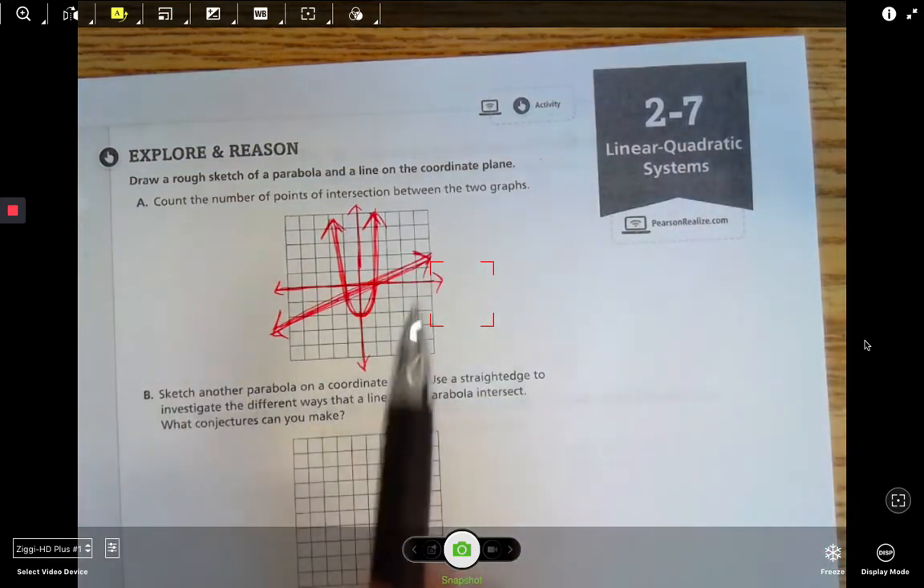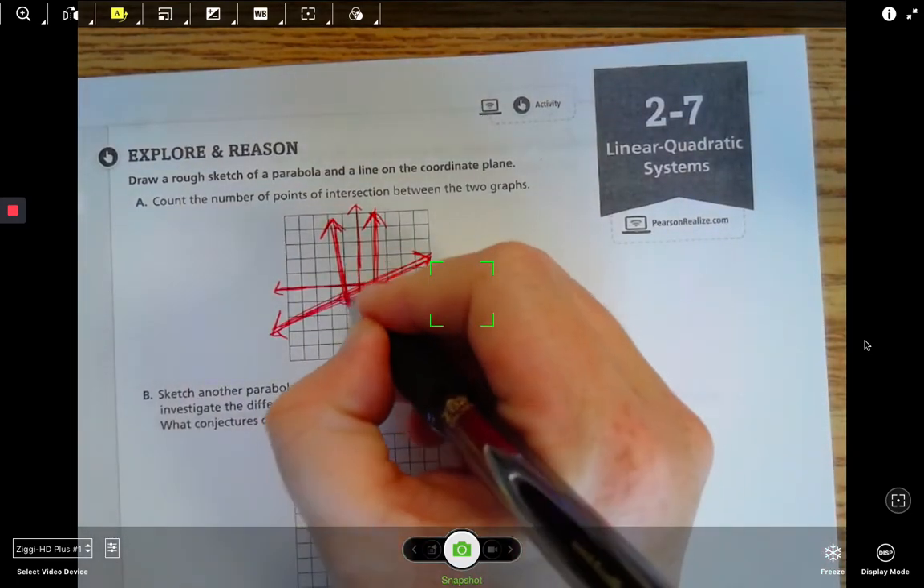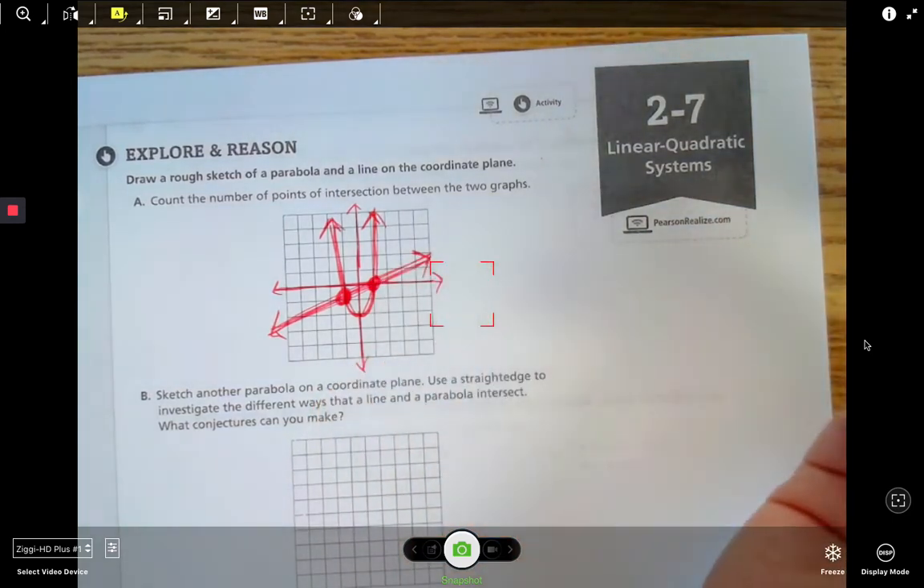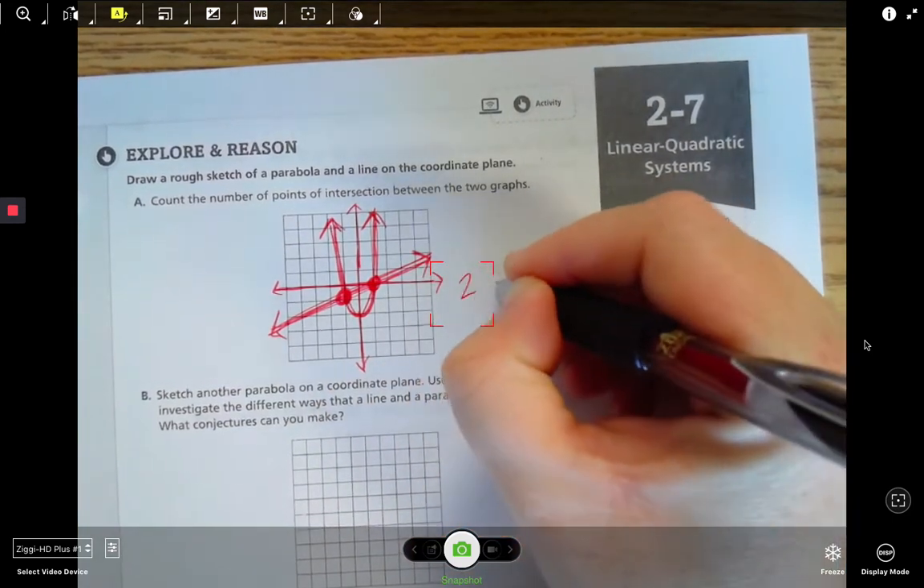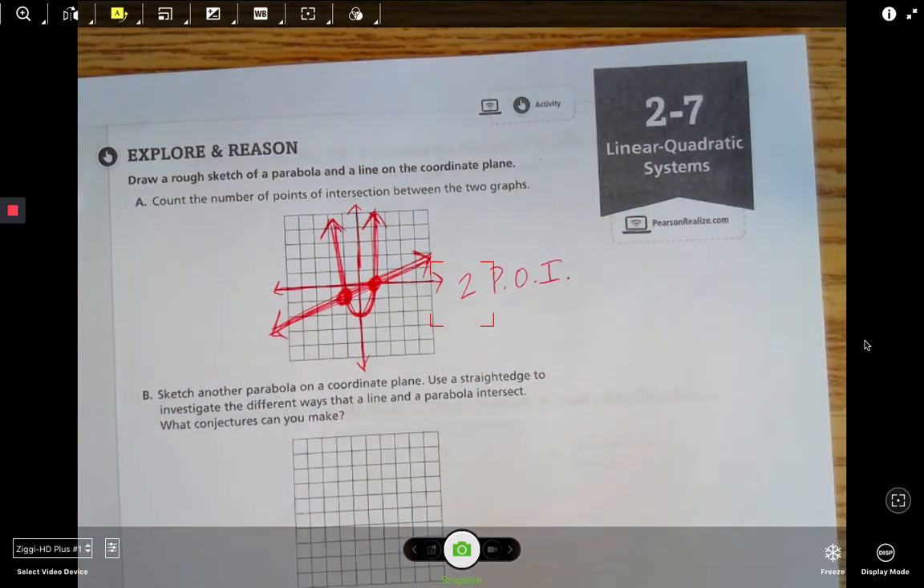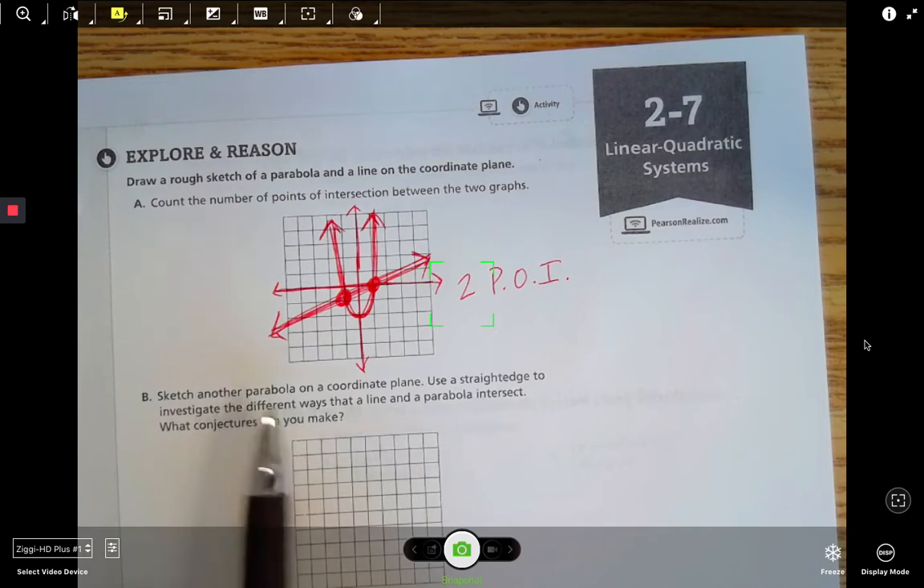Alright, it says count the number of points of intersection between the two graphs. I've got a point of intersection here, and I have a point of intersection here. So total, I have 2 points of intersection. Part B says sketch another parabola on a coordinate plane.